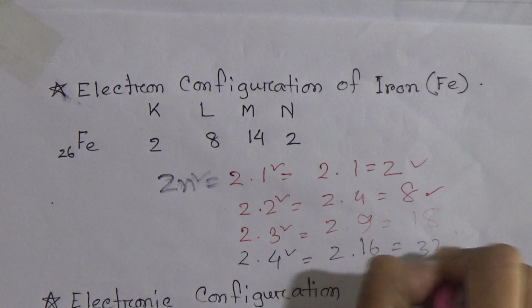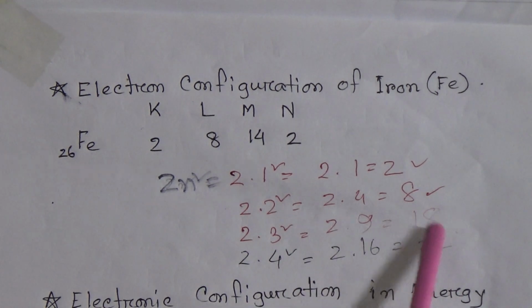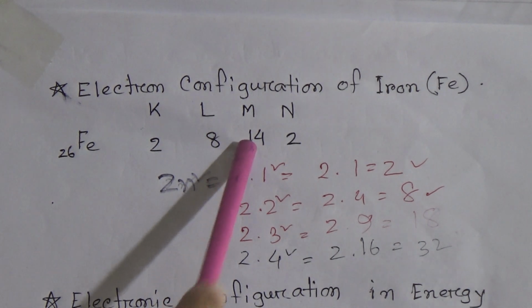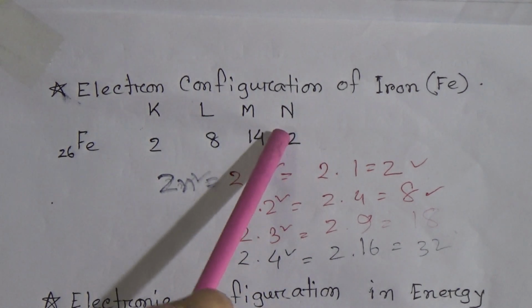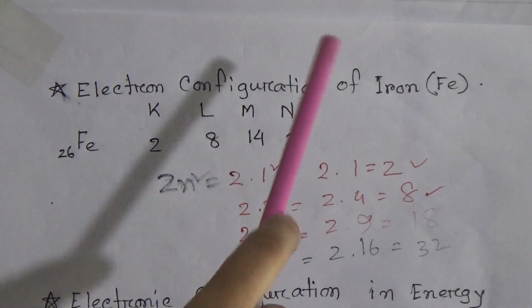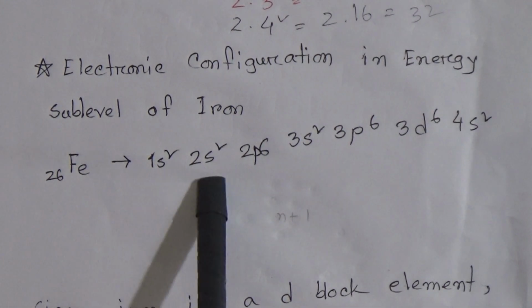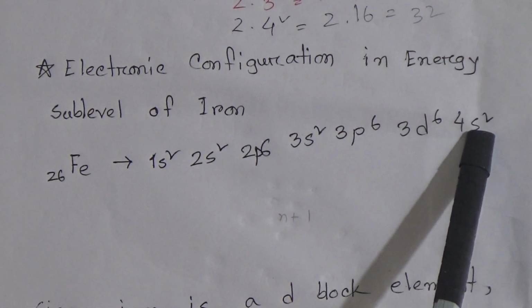Dear students, in the third orbit there can be 18 electrons, but here if we observe there are only 14 electrons, and the next 2 electrons go to the fourth orbit, orbit N. Now why it has gone to the next orbit, we can easily understand from the next point, that is the electronic configuration in energy sublevel of iron. That is the electronic configuration: 1s2, 2s2, 2p6, 3s2, 3p6, 3d6, 4s2.